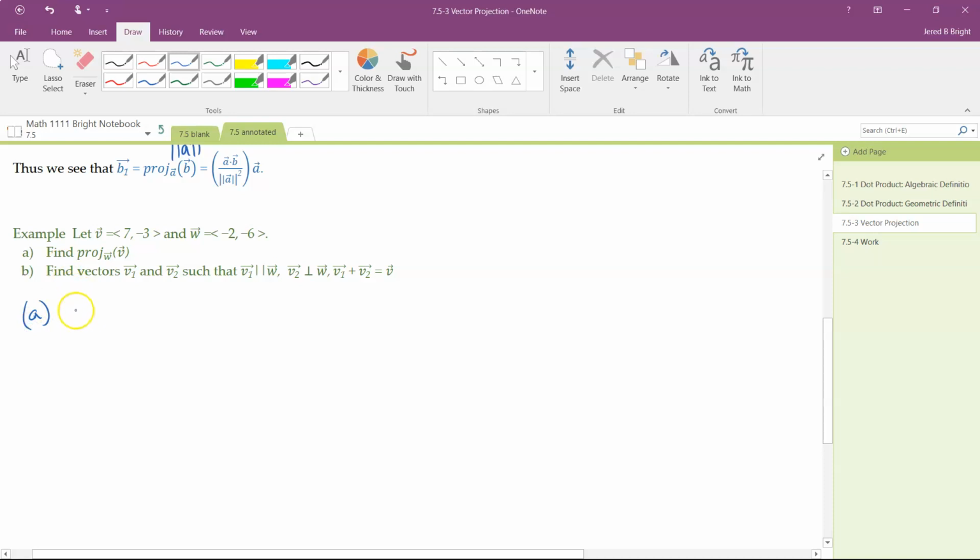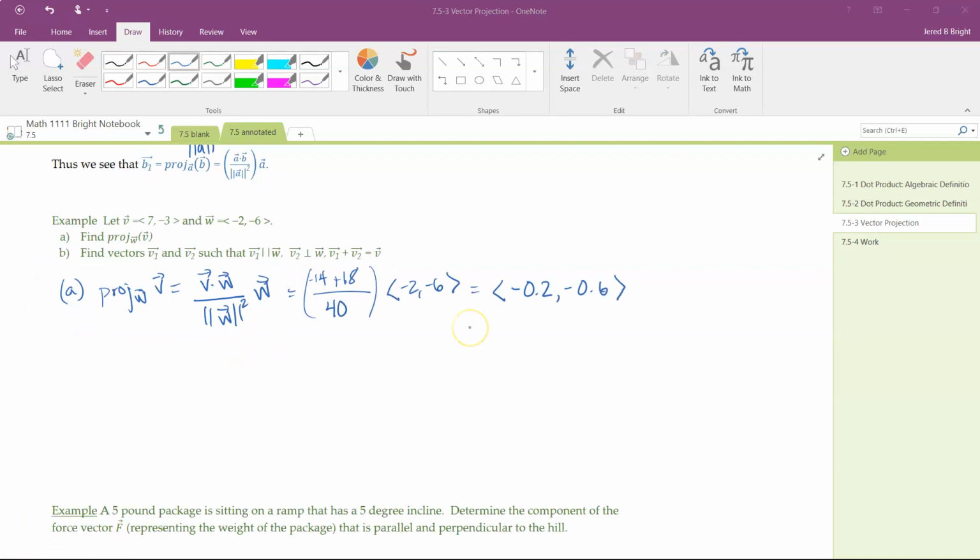So I want to find the projection of w onto v. So by definition, this is going to be v dot w over the length of the vector we're projecting onto, so it'd be the length of w squared, times vector w. Oops, no square there. So then let's find the dot product, so this ends up being this after you do all the math, okay?